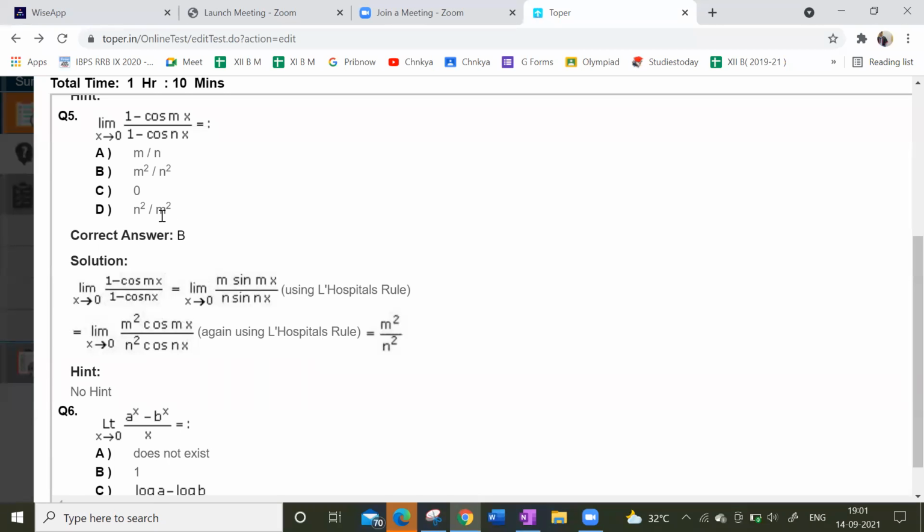1 minus cos mx divided by 1 plus cos nx. Very good question. How many have you made this? Sir, I don't think so. I did that, sir. Sir, I did not attempt that question, sir. Why?